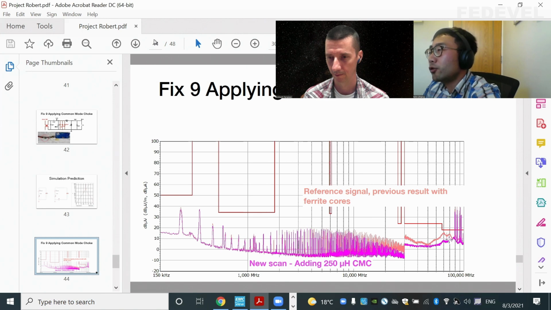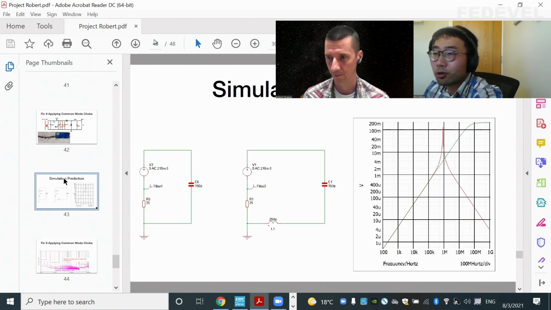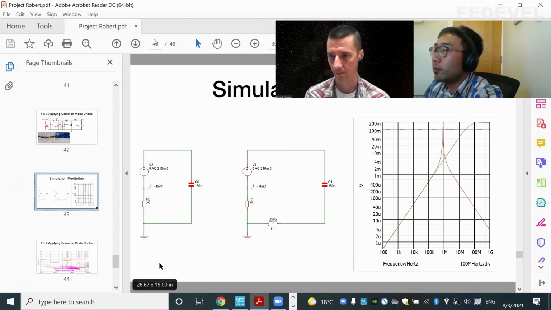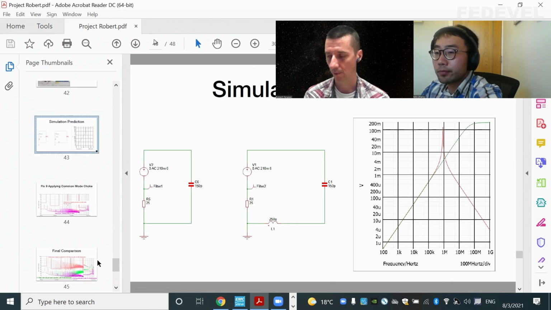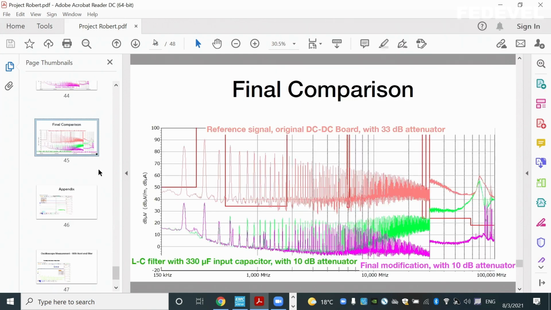Of course, if you see a result like this, you probably say, oh, actually we don't need that. 250 microhenry is probably too big. We can choose a smaller value one, still pass the results, and probably get a cheaper part. Nice. So this is just the final result as a comparison.